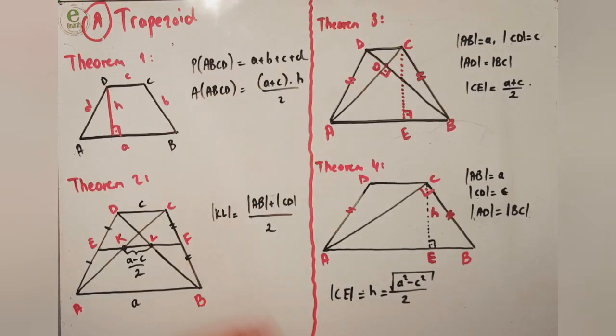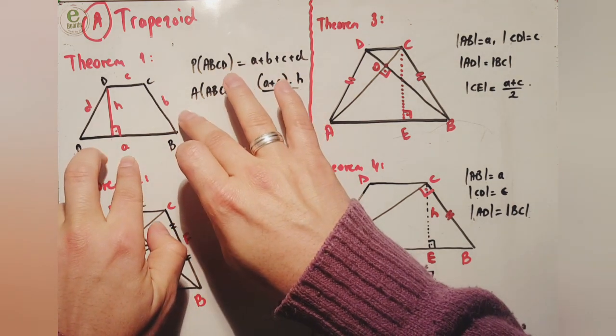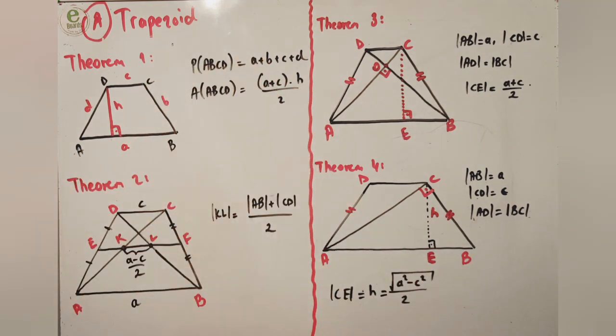In this part there are 4 different theorems, so we can start with the first one. Here we can find the perimeter and area of trapezoids. Side AB is a, side BC is b, side CD is c, and side AD is d. And we can see here the height of the trapezoid.